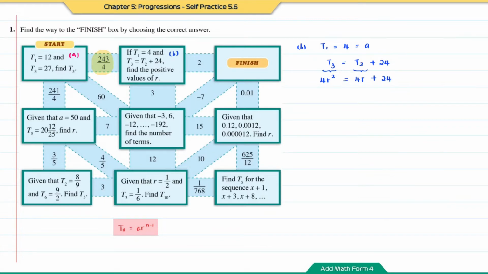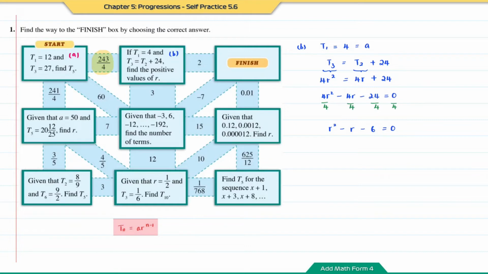Now, to solve for the R here, we're going to write this in general form. So I'm going to move everything to the left-hand side. So 4R squared minus 4R minus 24 is equal to 0. Next, I can simplify each term here by dividing each term by 4. Therefore, I'm going to have R squared minus R minus 6 equal to 0.